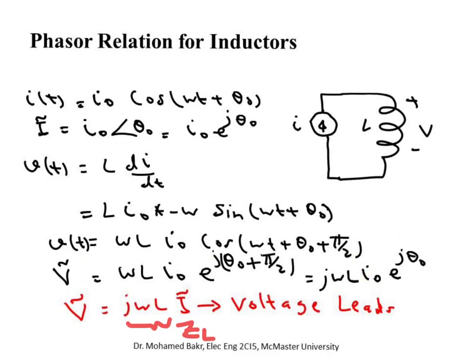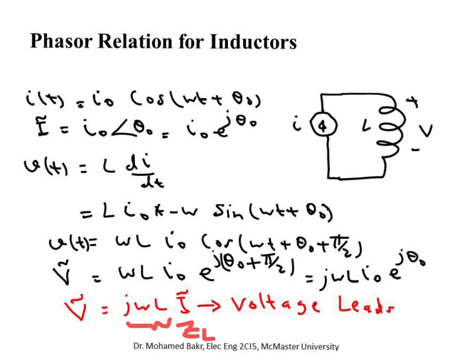So this is what it's telling us. The voltage phasor and the current phasor are related to one another through some factor. This is j omega L. We call this one the impedance of an inductor, and usually give it the symbol ZL. This is j omega L, the impedance of an inductor. And you can see its frequency dependence. So the higher the frequency, the higher the impedance of the inductor.